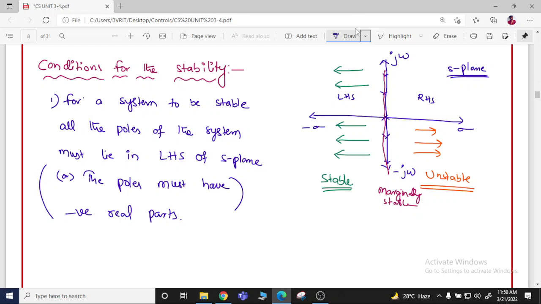So for a system to be stable, all the poles of the system must lie on the left side of the S plane. If at least one pole is lying on the right side of the S plane, that can be called an unstable system. And if at least one pole is lying on the imaginary axis, that can be called a marginally stable system. Let us define what is a pole and what is a zero.